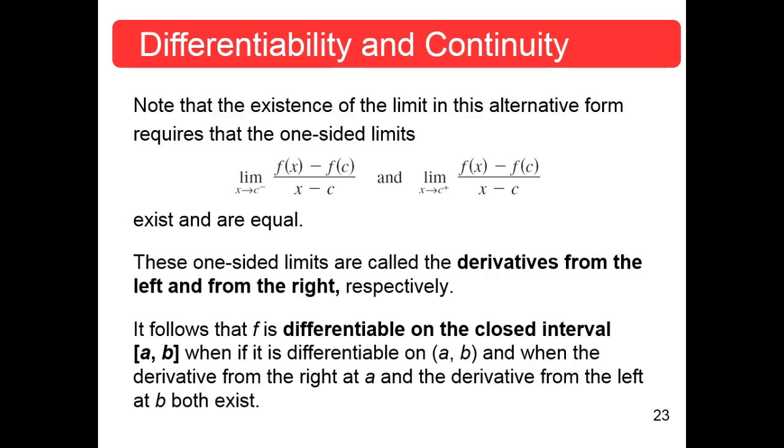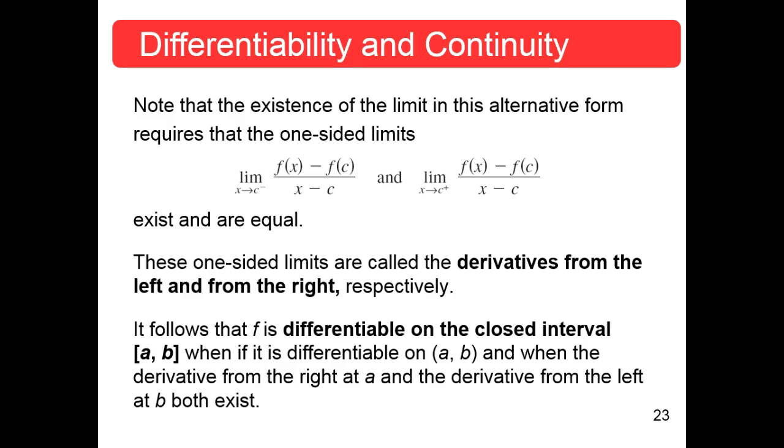Now, where are they going with this? Note that the existence of the limit in this alternate form requires that the one-sided limits, as x approaches c from the left-hand side and x approaches c from the right-hand side, must be the same thing. Those must exist and be equal. Those one-sided limits are called derivatives from the left and the right, respectively.